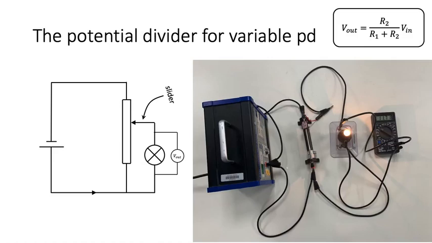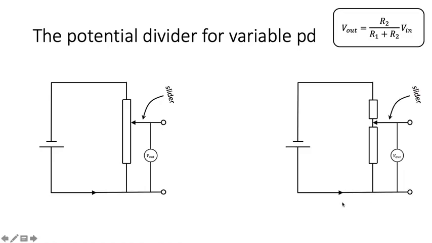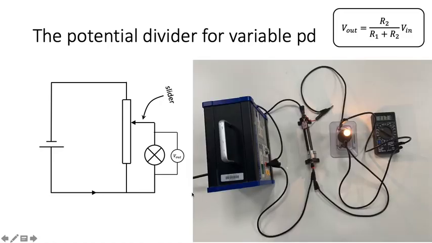So our alternative design looks like this. We can use the same component. This is physically the same device, the same potentiometer. We're just wiring it in a different way, such that the lamp is effectively in parallel across part of the variable resistor. You can see that in the diagram here, the lamp in parallel.